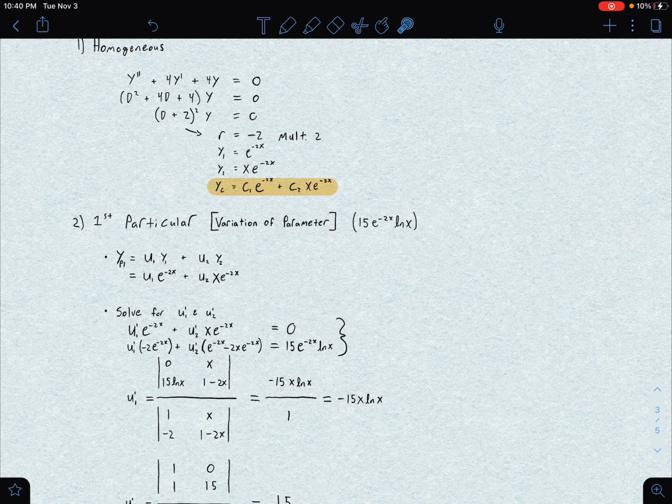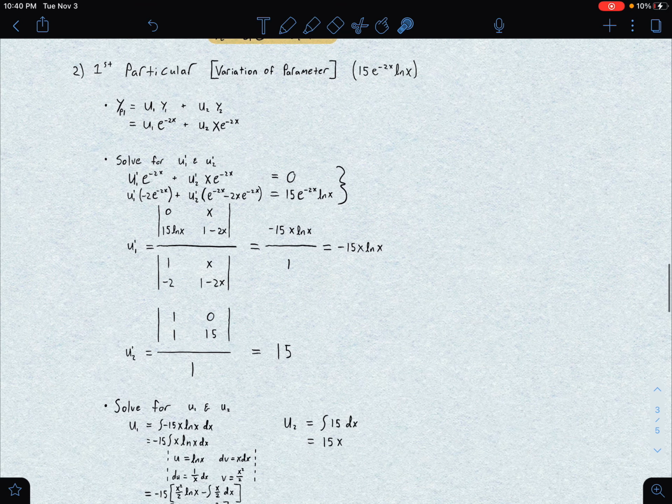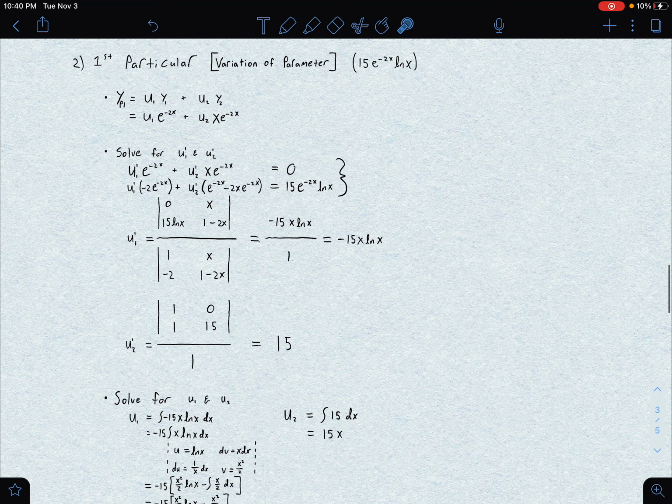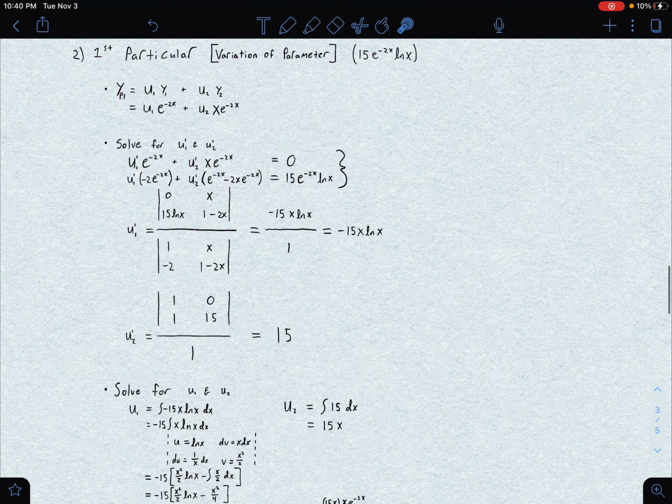to the negative 2x. Now we can find our first particular solution using the variation of parameters method involving the 15e to the negative 2x times natural log of x part of our forcing function. So first we'll write the particular solution equal to u1 times y1 plus u2 times y2. And our y1 was e to the negative 2x, and our y2 was x e to the negative 2x. So ultimately, we're going to want to solve for u1 and u2.